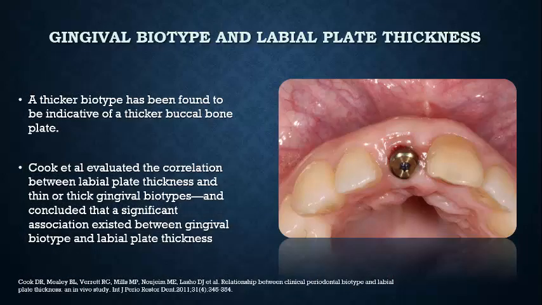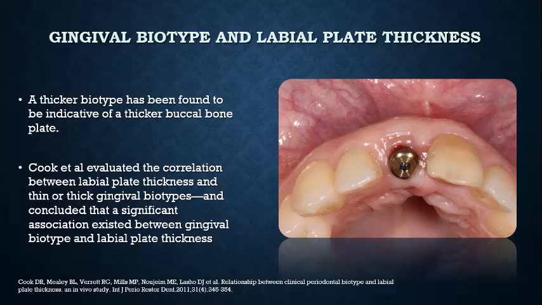So gingival biotype and labial plate thickness, as we know, according to many studies, there is a relationship between the soft tissue biotype and the hard tissue biotype. A thicker biotype has been found to be indicative of a thicker buccal bone plate. And they found also there's an association between the gingival biotype and the labial plate thickness.